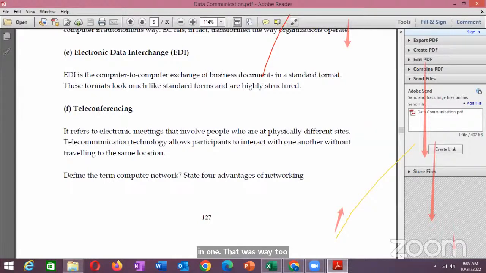I can see some, like Wafula Steven. You are two of you on the screen. You're just following me slowly on how I'm teaching. So I can see you guys. And that's what we call teleconferencing.